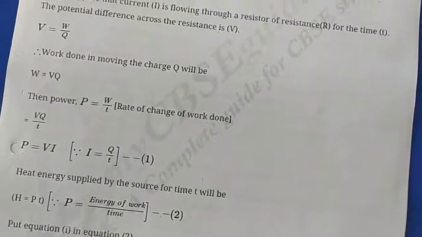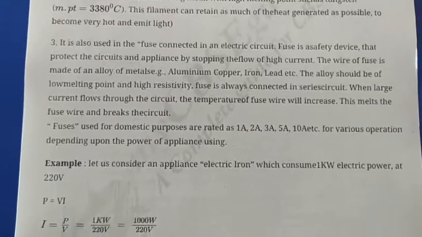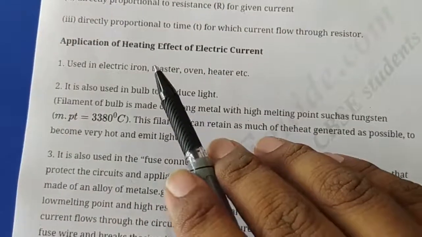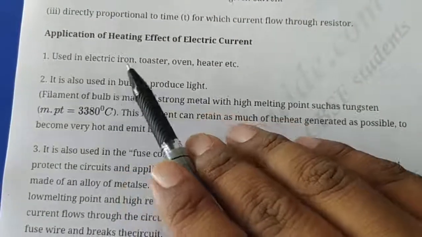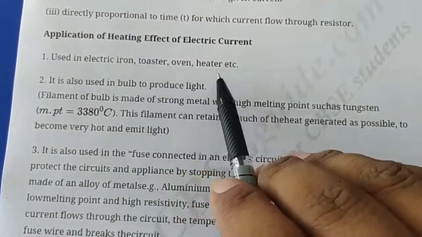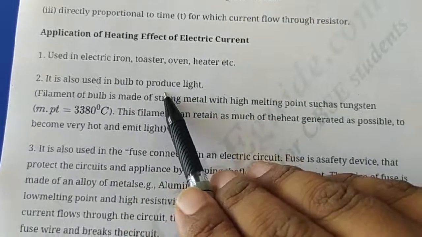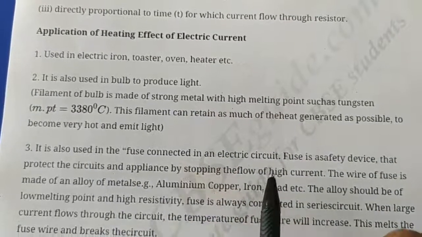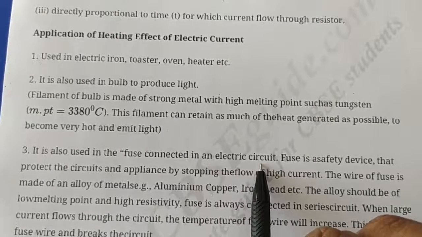After that, what are the applications of the heating effect of electric current? As we have seen, it is used in the electric iron, toaster, oven and heater. It is also used in producing light in the bulb. It is also used as the fuse in the electric circuit. For safety purposes, we use the fuse.